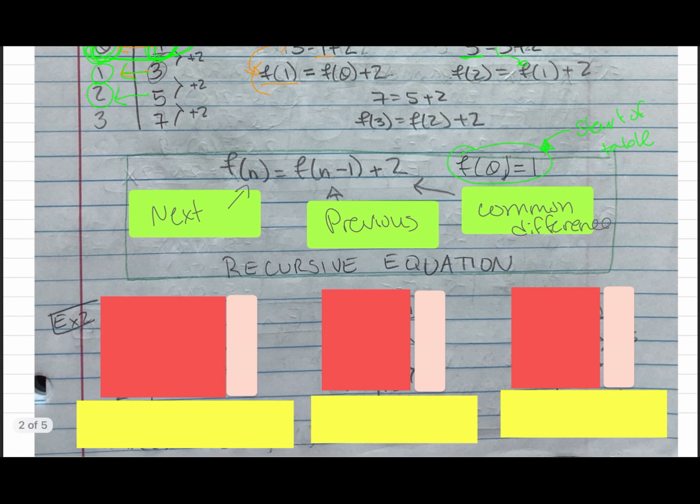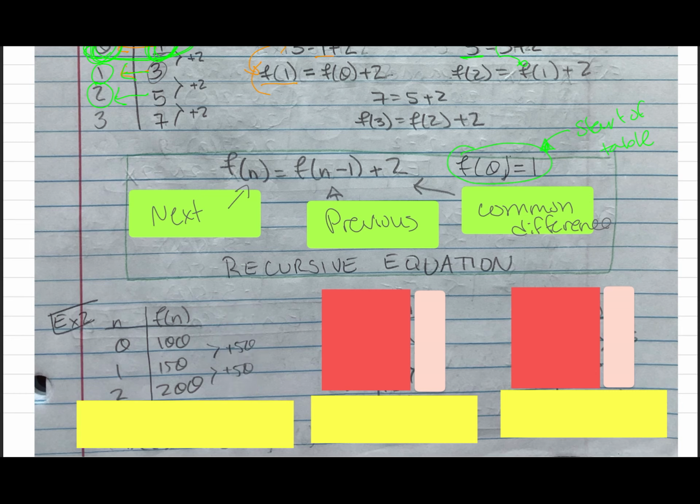So let's do a couple examples. If I have 0, 1, 2, and then I have 100, 150, 200, what's my common difference? Well, I'm increasing by 50, so I'm adding by 50 all the way down. So when I write this recursive, I'd write it as f of n equals f of n minus 1 plus 50, and then given f of 0 equals 100.